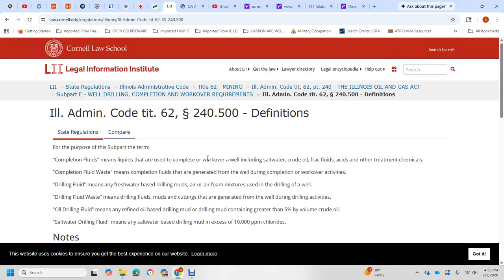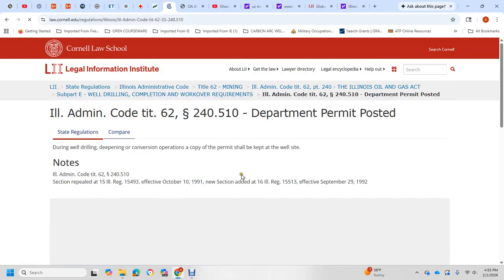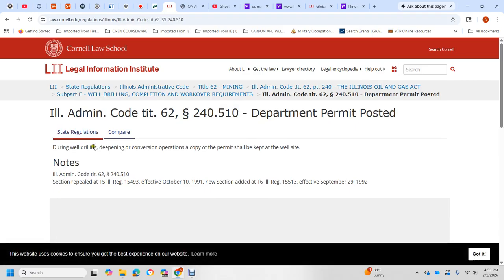Oil-based drilling fluid means any refined oil drilling mud containing greater than 5% of fluid volume crude oil. Saltwater drilling fluid means any saltwater-based drilling fluid that may exceed 10,000 parts per million chloride. The department permit shall be posted during well drilling, deepening, and conversion operations. A copy of the permit shall be kept at the well site.